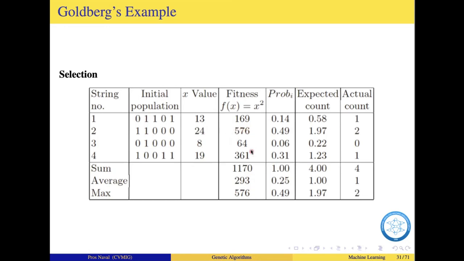Now you compute this time the probability of the individual, the chance of it being selected. So how do you do that? You divide 169 by 1170, that's 0.14. This by that, you get 0.49 and so on. So the probabilities, of course, should add up to 1.